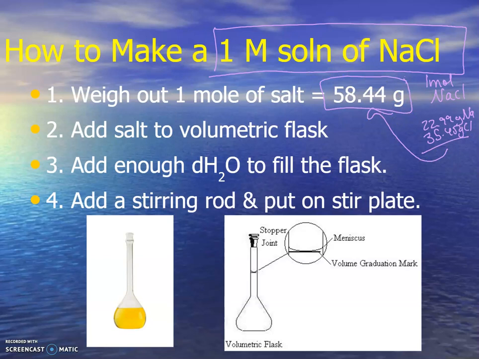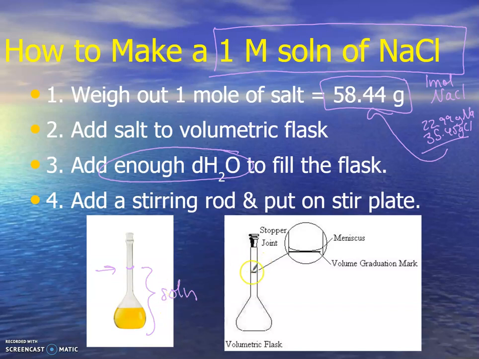I weigh that out on my little scale. I add it to my special volumetric flask, which is hand etched with a line right there. Okay, and I am going to add, very importantly, enough deionized water to fill the flask. I have to add deionized water so it doesn't have any of the other ions in it, okay, because that would mess up the concentration. And I fill it with enough because this whole thing is the solution, okay? It didn't say add 1 liter of water, it says 1 liter of solution.